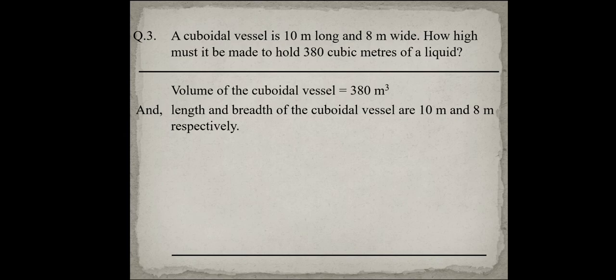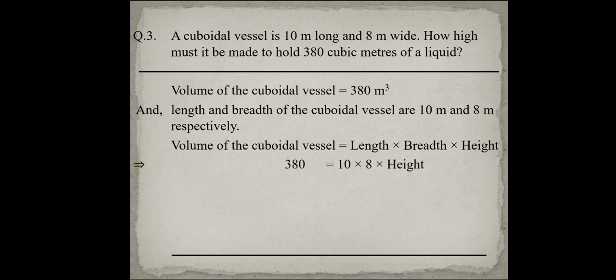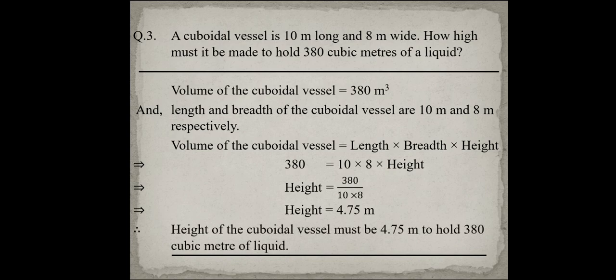So the volume of the cuboidal vessel is 380 meter cube, and length and breadth are 10 meter and 8 meter. Now you need to find the height. So put in the values: volume of the cuboidal vessel equals 380, length is 10, breadth is 8. Now height equals 380 upon 10 into 8, that is equal to 4.75 meter. So the height of the cuboidal vessel must be 4.75 meter to hold 380 cubic meter of liquid.